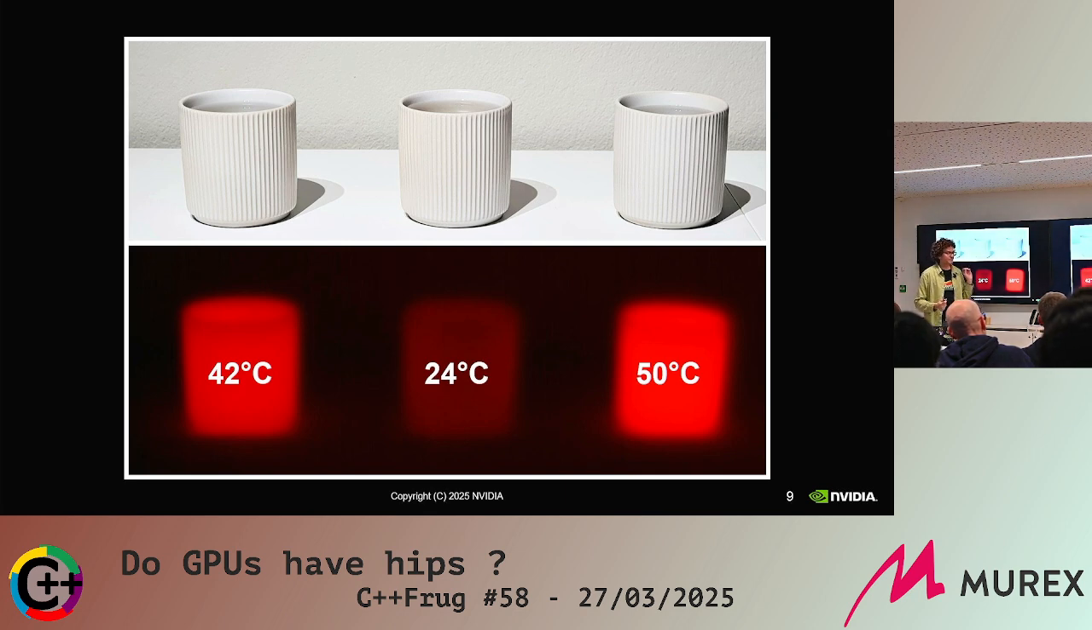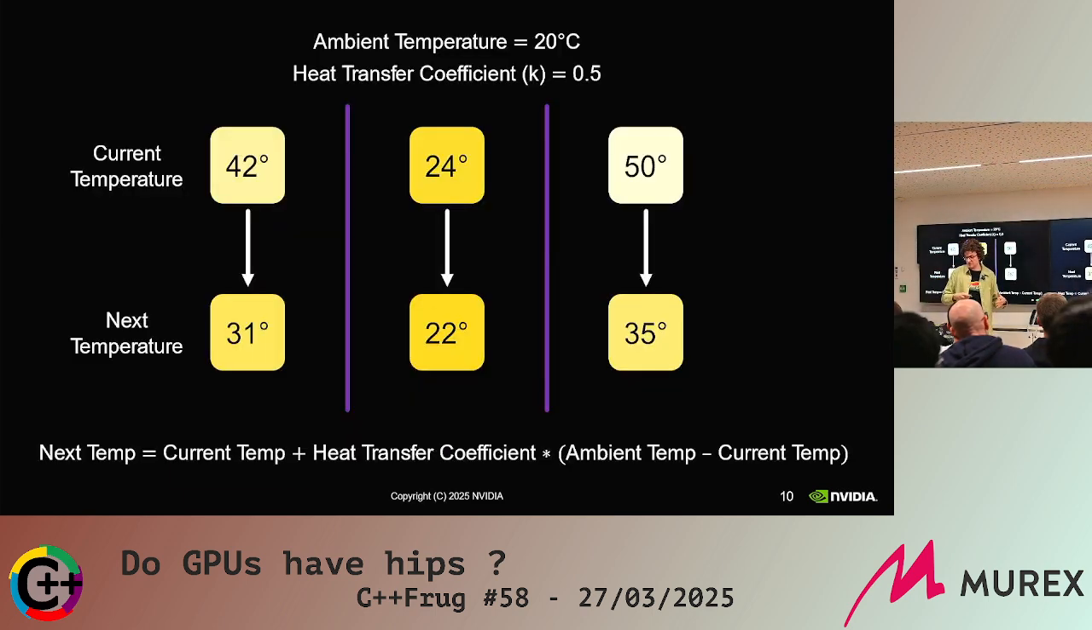So imagine that we've got a bunch of cups of hot water at different temperatures that are recorded by a thermometer in each cup. And we want to simulate how these cups will cool down. So we'll do this by applying Newton's law of cooling for a number of time steps to the cups.